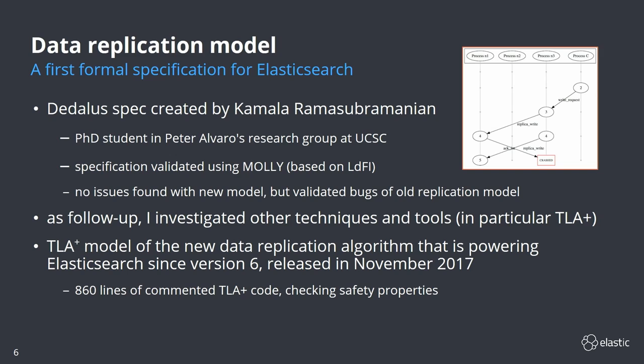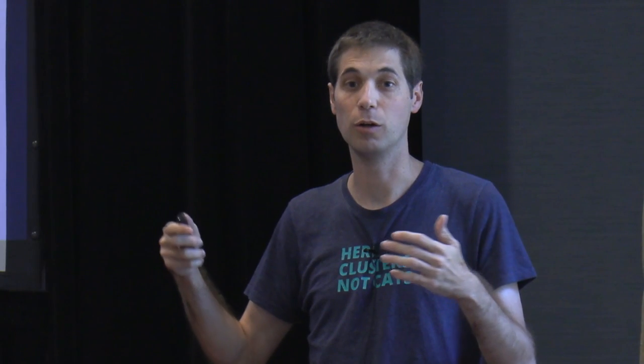The Molly checker works over specifications written in Dedalus, which is an extension of Datalog, and it outputs so-called Lamport diagrams or lineage graphs to visualize any problematic traces that it finds. And while this formal model did not uncover any issues in our informal specification, Kamala had validated at the end of the summer some of the known issues with our old replication system, providing evidence that such a formal approach would be fruitful.